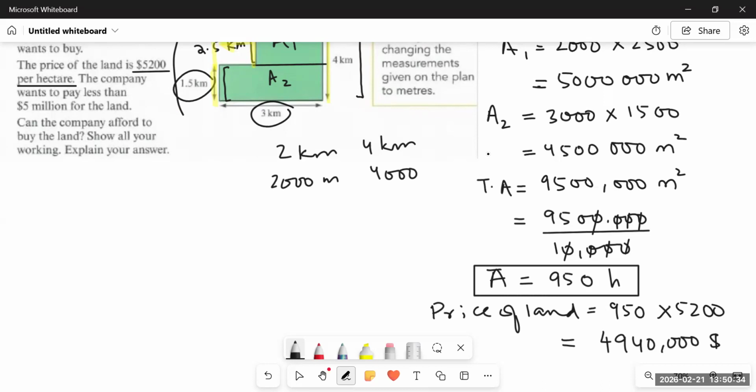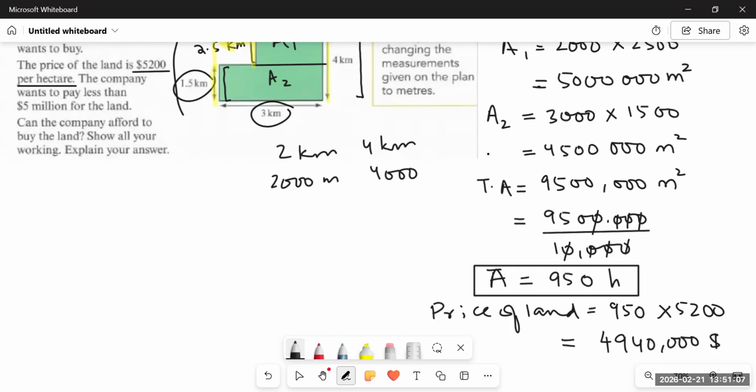And the company wants to pay less than 5 million for the land. Can the company afford to buy the land? Of course, it can afford to buy the land since the price of the land is less than 5 million and the company wants to pay less than 5 million up to 5 million. So 4,940,000 is less than 5 million. So the company can easily afford to buy the land. And here this question is completed.